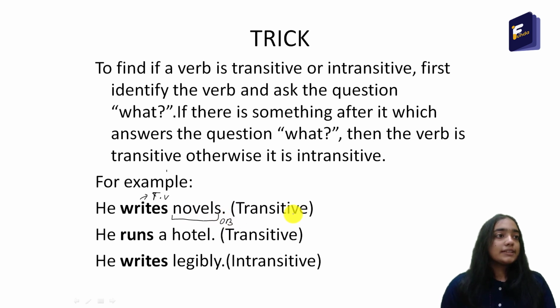Similarly, he runs a hotel. If I ask the question, he runs what? Then the answer is a hotel. So the word runs is the transitive verb, and the answer to what, that is a hotel, is the object.